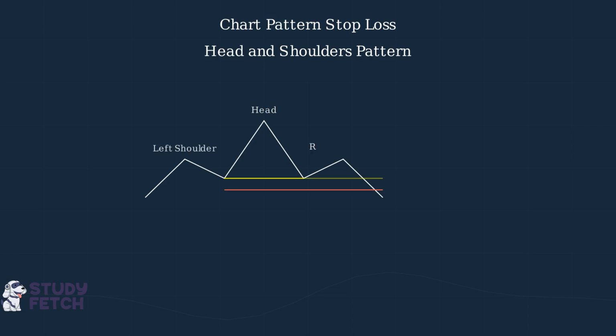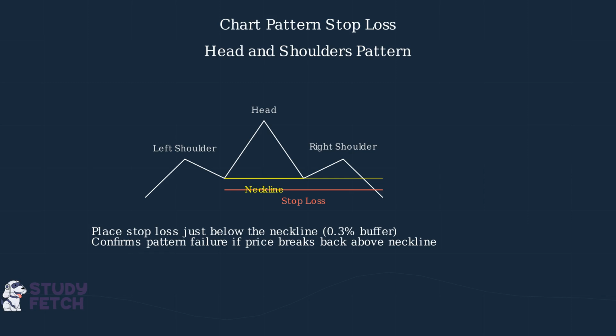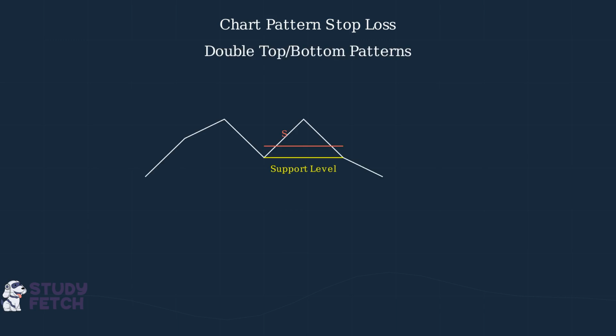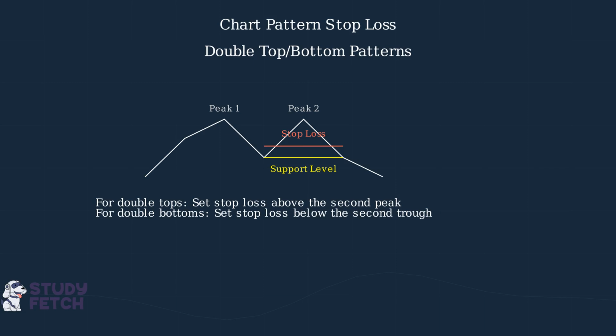The head and shoulders pattern is a key reversal pattern. Place your stop loss just below the neckline with a small buffer of about 0.3% to avoid false breakdowns. Double top and bottom patterns signal potential reversals. For double tops, place your stop loss slightly above the second peak. For double bottoms, place it just below the second trough.